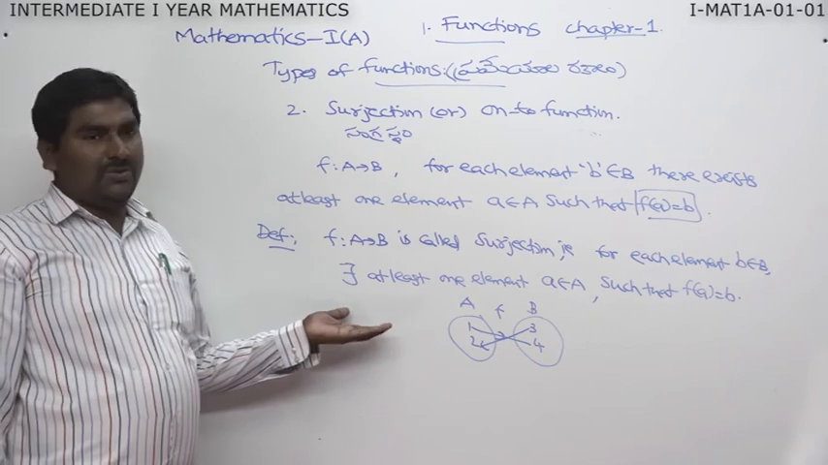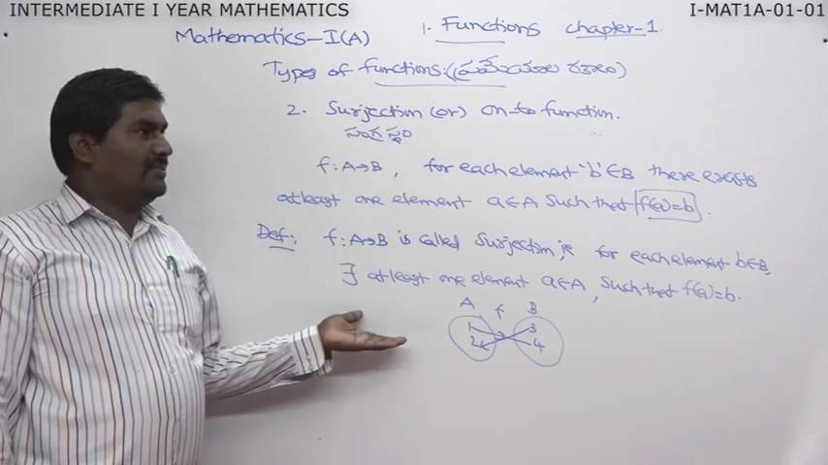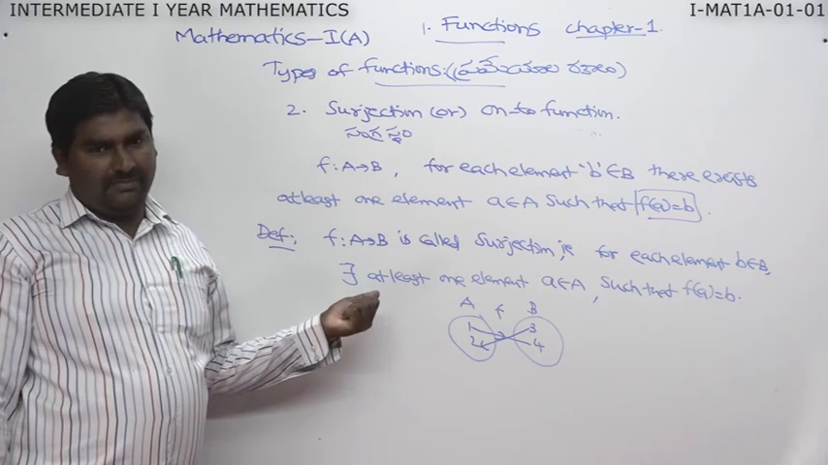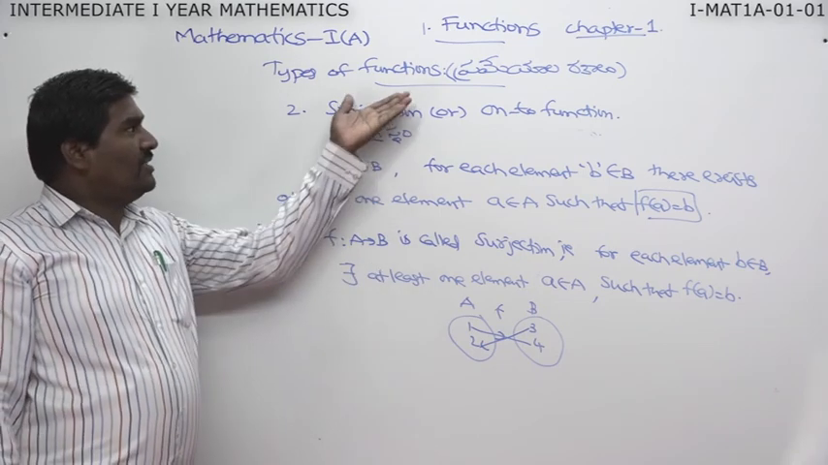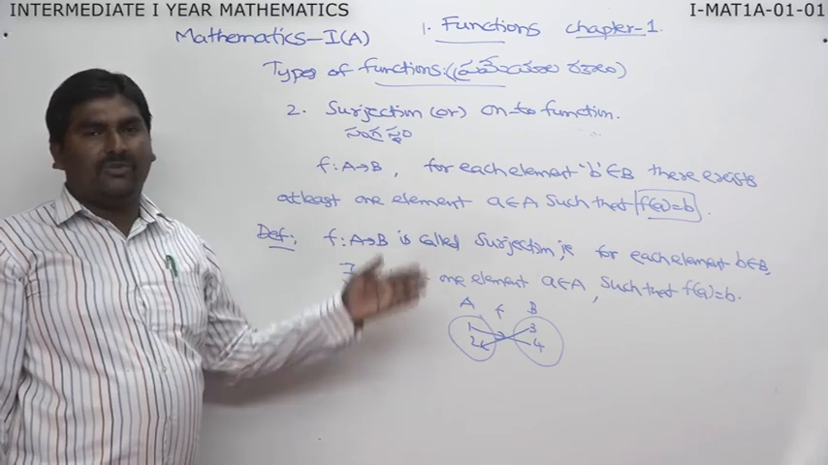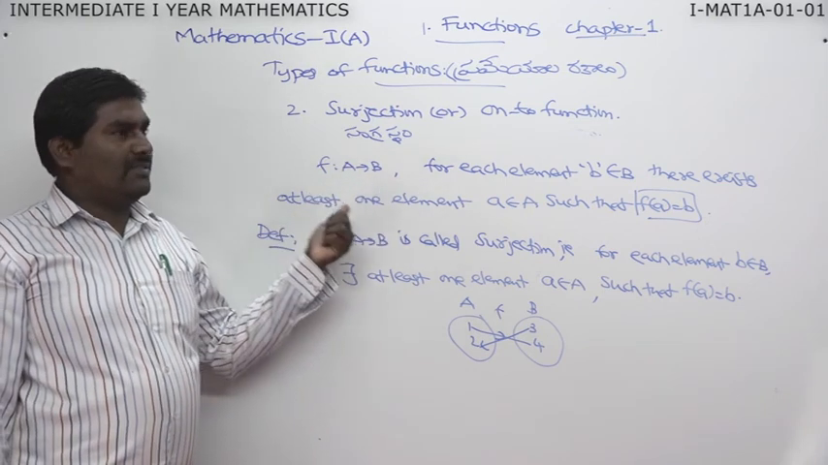Based on these two, injection and surjection, we have another type of function, that is bijection. If a function f maps A to B is both injection and surjection, then we say that the function f is bijection.